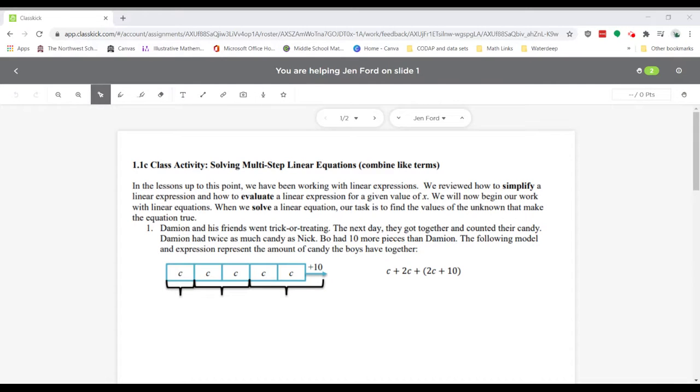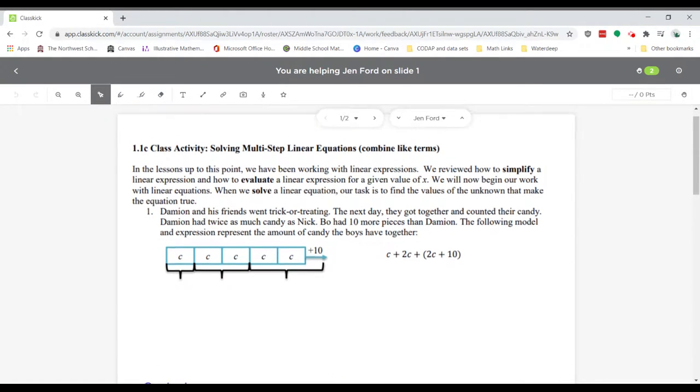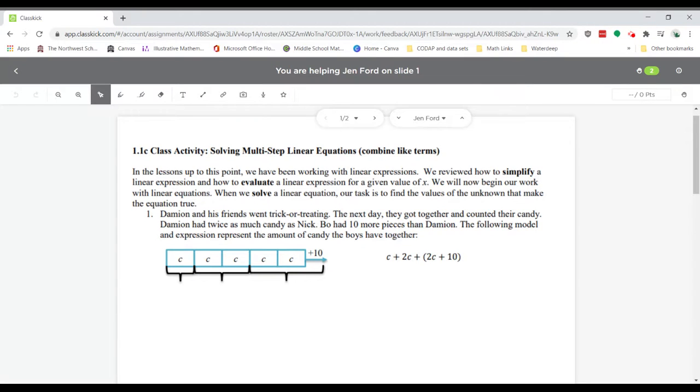Hi friends, I just wanted to make a quick video showing you how to do the video game problem from class today, in case that is helpful. In the lessons up to this point, we have been working with linear expressions. We reviewed how to simplify a linear expression and how to evaluate a linear expression for a given value of x. We will now begin our work with linear equations.